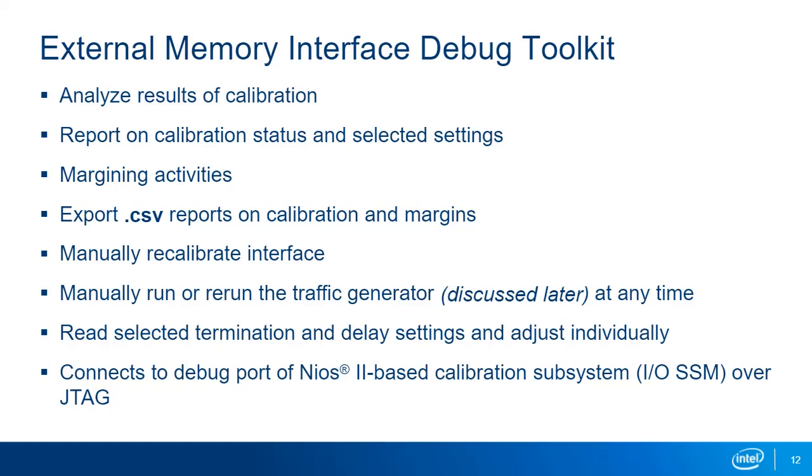The tool can generate reports on the overall calibration, the settings that were used during calibration, and the detected margin on every data signal in the interface. You can manually perform a recalibration of the interface at any time, or rerun the traffic generator to send customized write and read tests to the external memory. We'll look at this feature later. The tool also gives you the ability to read individual settings selected during calibration, such as on-die termination and pin delay, and adjust each one individually.